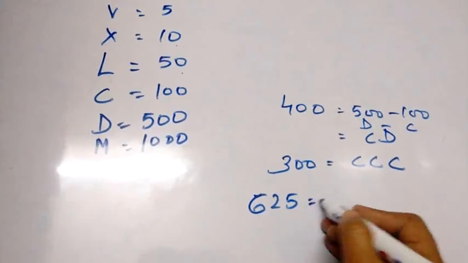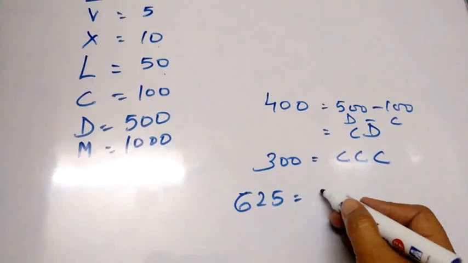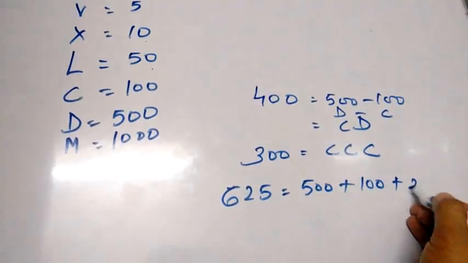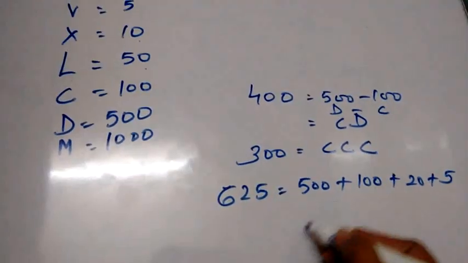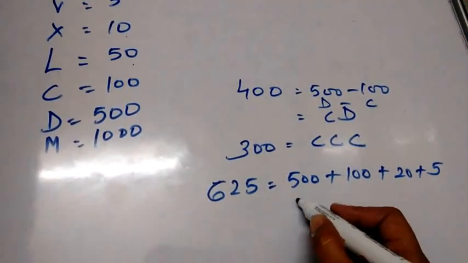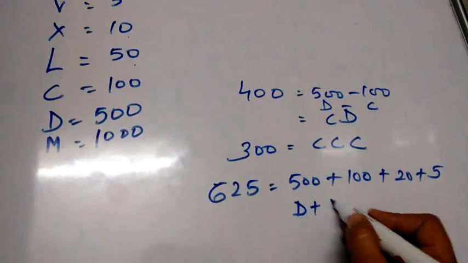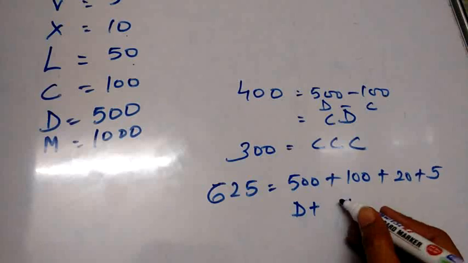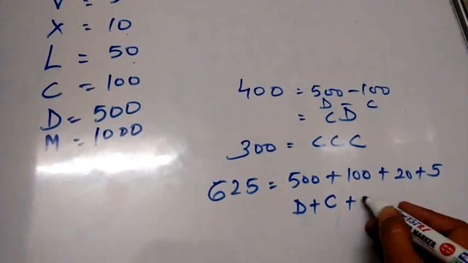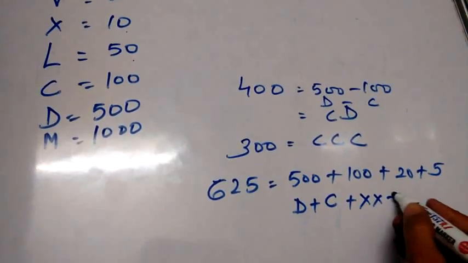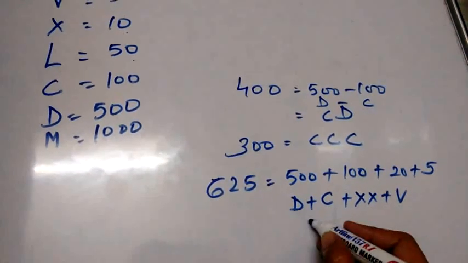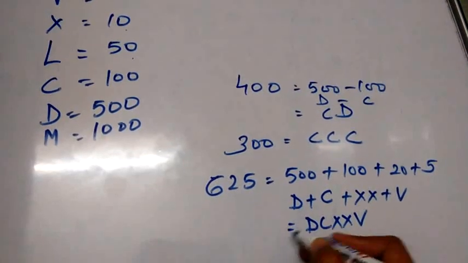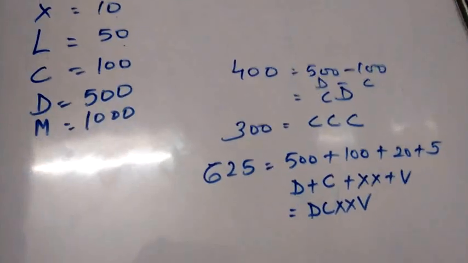625. If you want to write 625, first it will be 500 plus 100 plus 20 plus 5. So 500 can be written as D, 100 can be written as C, 20 can be written as XX, and 5 can be written as V. So it will be DCXXV. That is 625.